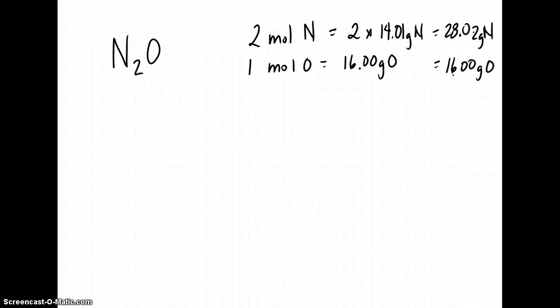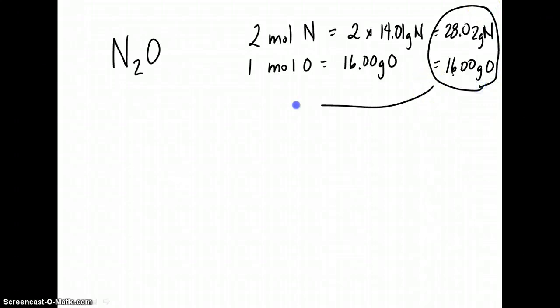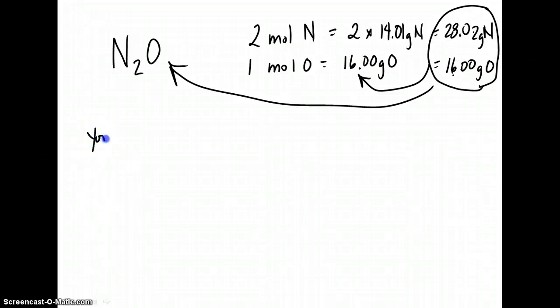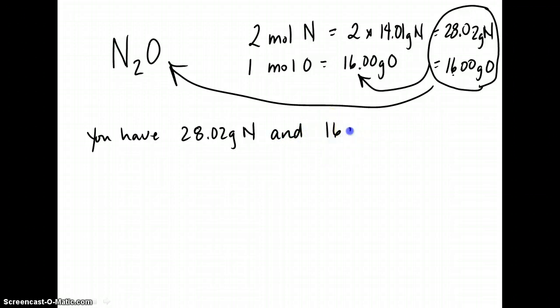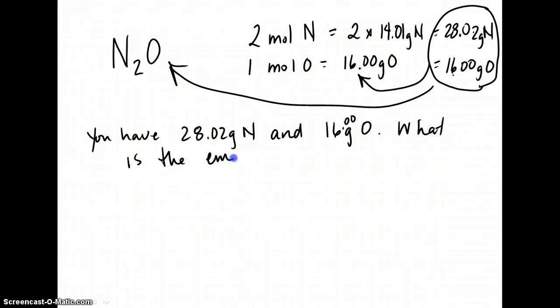Okay, so now the next question is, can we do the reverse? If I were given this mass, can I come up with this formula? As you notice with how we did it, we first needed to get to moles. So the key in all of this is to convert your mass into moles. So assuming you have a question where you have 28.02 grams of nitrogen and 16.00 grams of oxygen, what is the empirical formula?